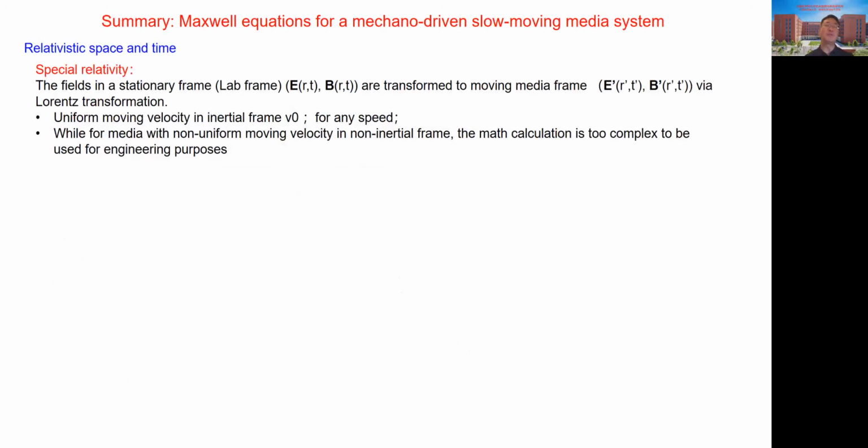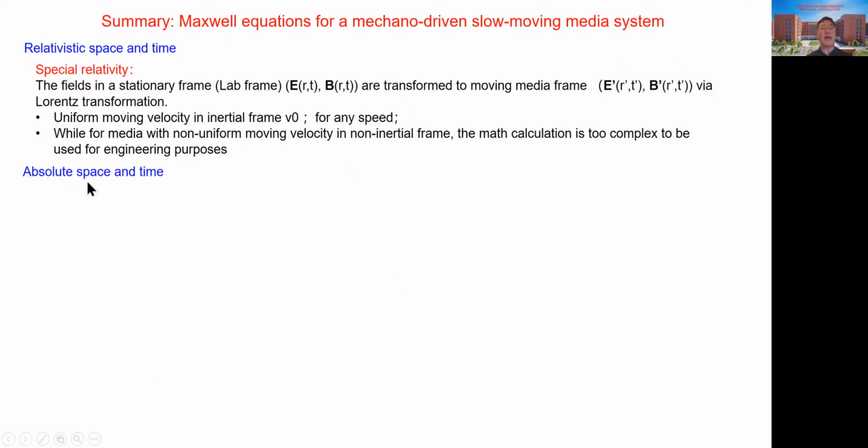There are two kinds of space and time. The first one is special relative space-time. That means, given the field in a stationary frame and a Lorentz transformation, you can get the field in a moving frame. Of course, you can get this only for the special case of constant movement and in a vacuum. But the beauty is that this works for any moving velocity, even close to the speed of light, but it's constant. So that's why you can do that in the inertial frame.